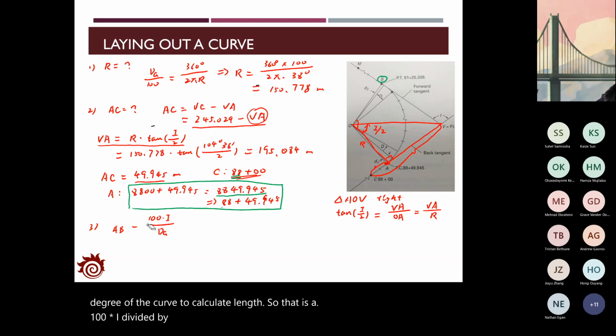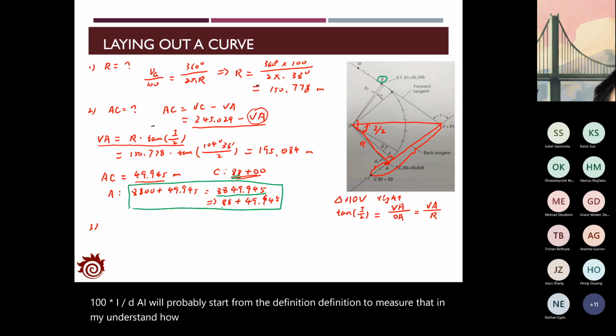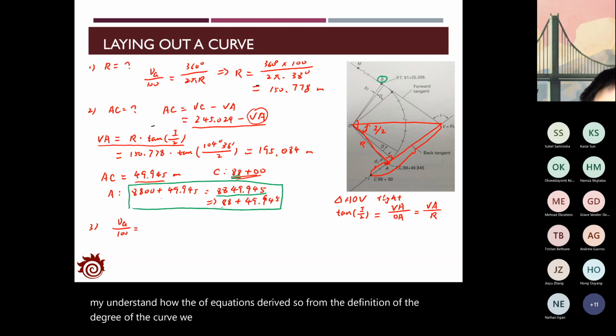I will probably start from the initial definition so that you might understand how the equation is derived. From the definition of the degree of the curve, we have the value Da divided by 100 is 360 degrees divided by 2 pi R.